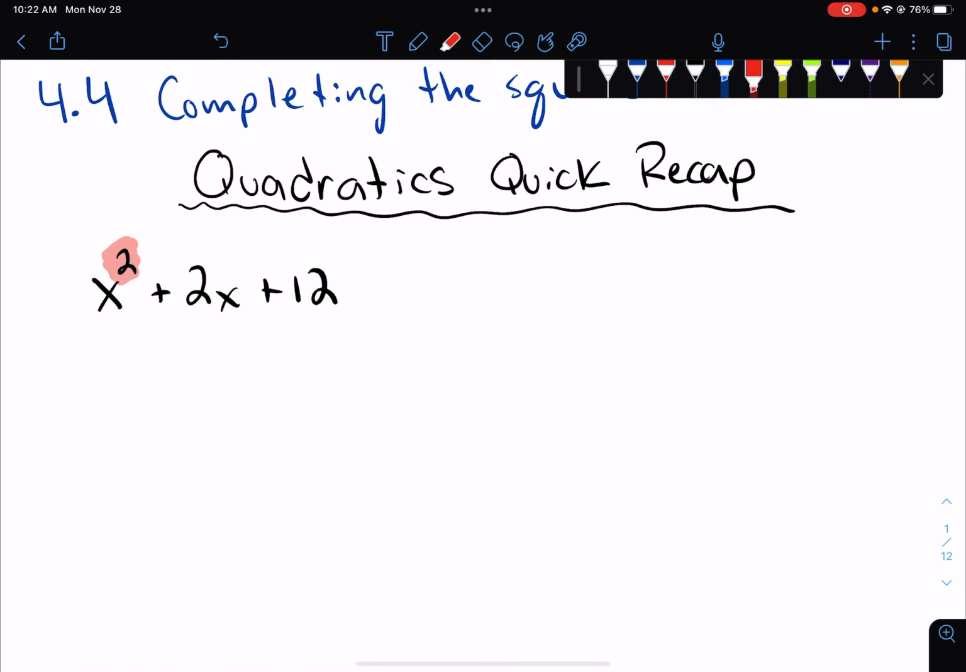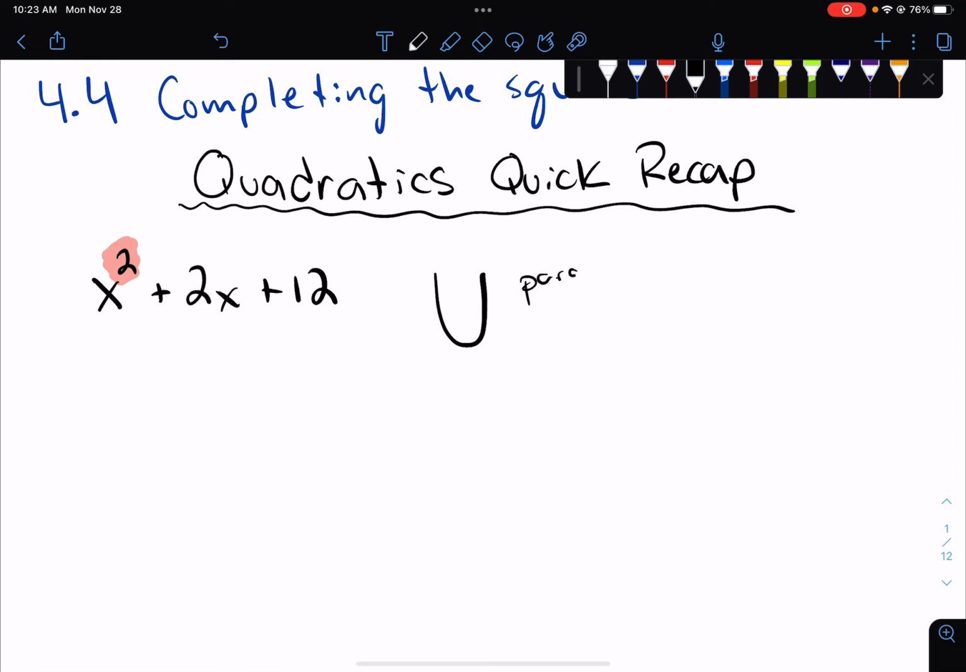We know it's a quadratic equation because it has an x squared, right? Or maybe it's not an equation, maybe it's a quadratic expression. But we know it's a quadratic because it has that square. Because it has that square, we learned in chapter 3 that we can graph this object. We can graph this function, this expression, and when we do, we get a parabola.